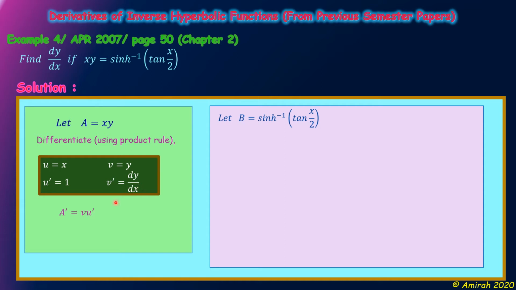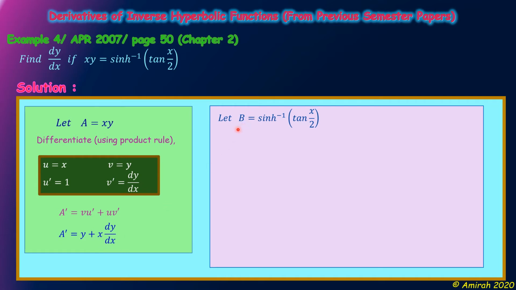And after that, we can write the product rule formula. A prime equals, when we differentiate A, the symbol becomes A prime. The formula is v u prime plus u v prime. Then we substitute in this formula. So we have A prime equals v times u prime, which means y times 1, which is y, plus u times v prime, so x times dy dx. So we get this.